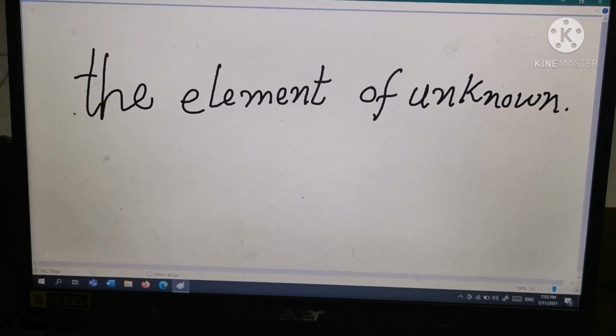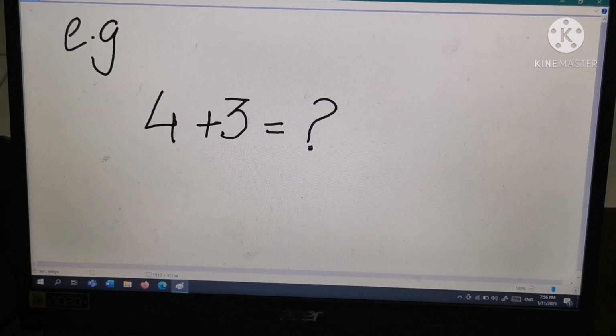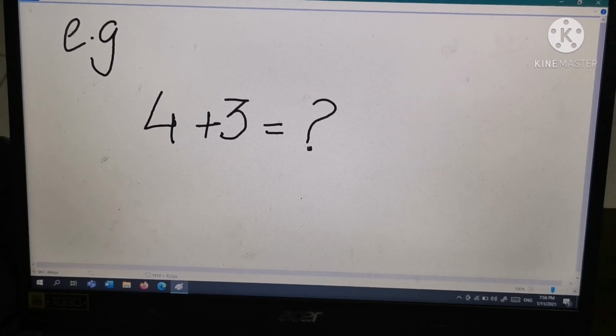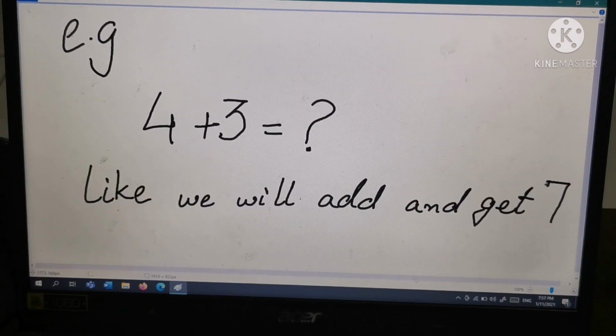For example, 4 plus 3 is equal to unknown. The answer to this question is unknown until we go ahead and do the arithmetic. We will have to add these two numbers and we will get 7.